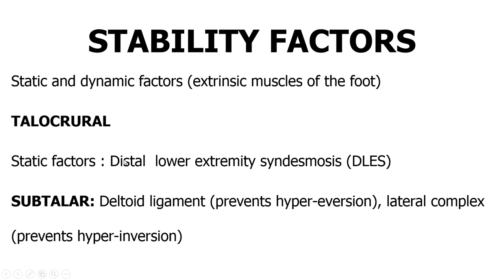So for the talocrural joint, the most important static factor is the distal lower extremity syndesmosis, while for the subtalar joint it will be the deltoid ligament and the lateral complex. The deltoid ligament is a medial ligament, so it helps to prevent hypereversion, while the lateral complex is a lateral ligament, so it helps to prevent hyperinversion. So hypereversion is excessive lateral movement, so it's prevented by a medially placed ligament, while hyperinversion is an excessive medial movement of the foot, which is prevented by lateral ligaments.